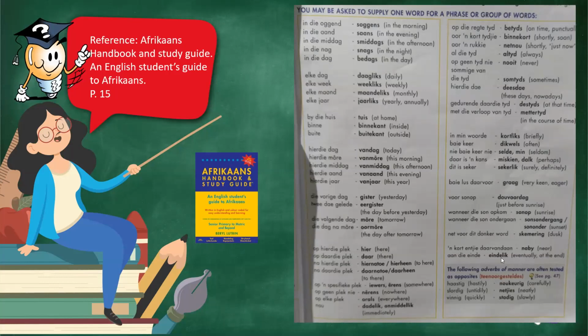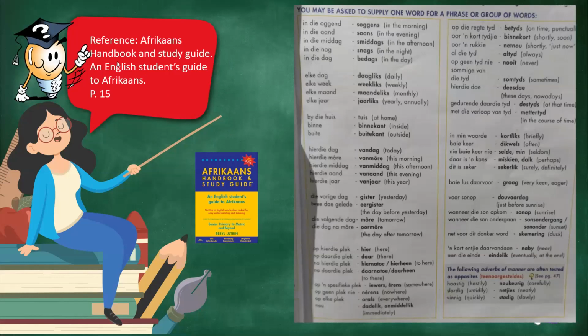And of course, there are always some exceptions or teenoorgesteldes. As ek hastig is, it's hastily, noukeurig, carefully, slordig, untidily, netjies, neatly, vinnig, quickly, of stadig, slowly. Again, go and study those by heart. And they also say if you want to see more of the opposites, go to page 47 in that book. I haven't taken a screenshot of that, but it's because it doesn't really have to do something with bywoorde at this stage.